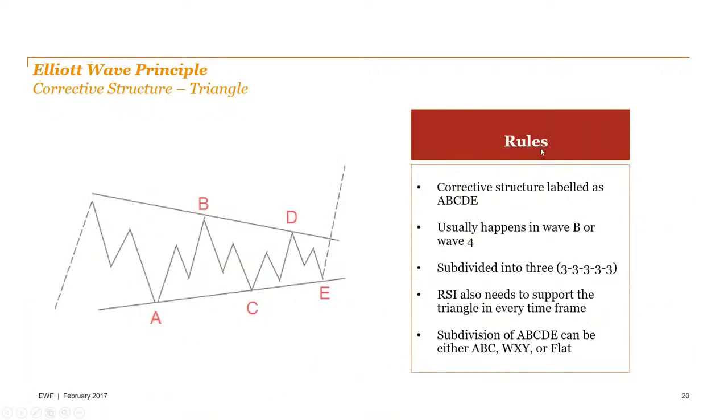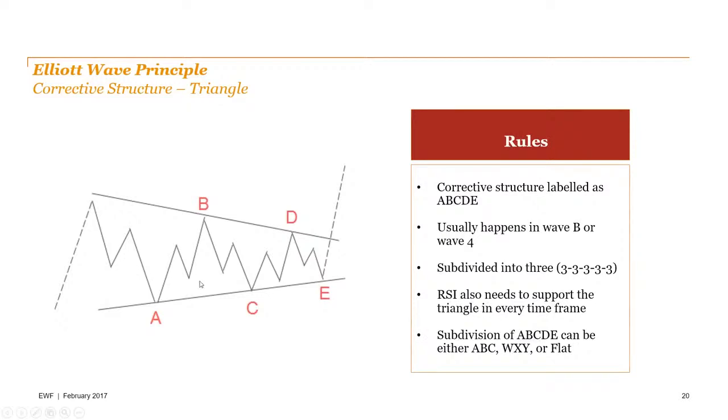So very simple, the rules. This is a corrective structure labeled as ABCDE. Usually it happens in the wave B of an ABC or in the wave 4 of a 1, 2, 3, 4, 5. Subdivided into 3, 3, 3, 3, 3. Like the subdivision is all in 3, 3, 3, 3, 3. The RSI also needs to support the triangle. Okay, we're going to take a look at what this means.